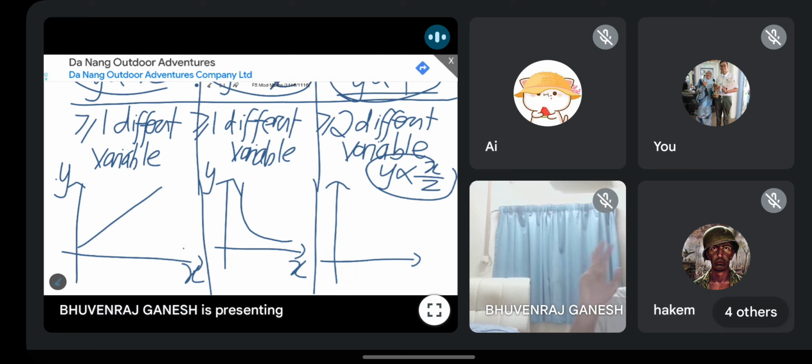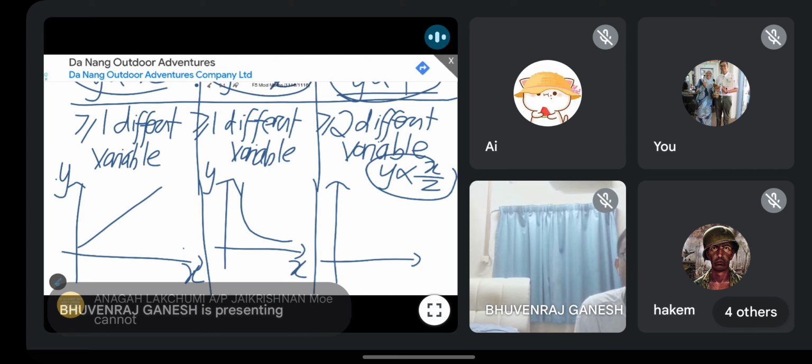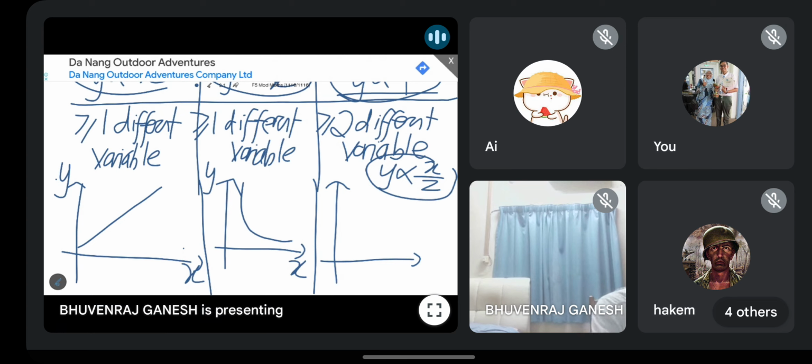What do you all say? Because for direct and inverse, we can plot graph based on the graph here. But joint, they never tell you what is the graph. Mereka tak cakap macam mana bentuk graf. You can see in the textbook, they never tell you. So can or cannot? Okay, majority say cannot. So basically, the answer is can, but not in the syllabus. Okay, bukan dalam syllabus kamu.